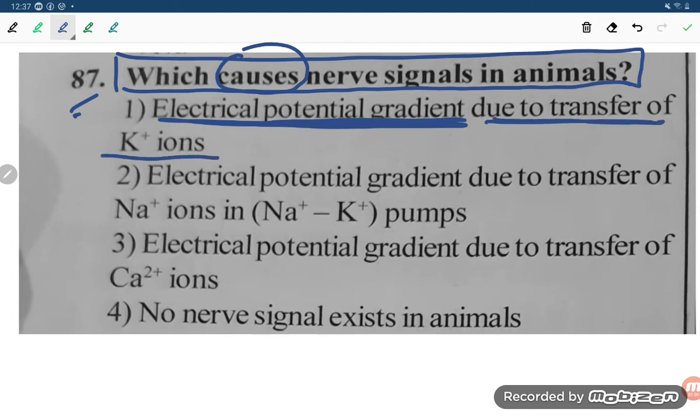When the K plus ion is transferred, you know very well that both have different permeability in the cell membrane, during the resting potential. So when the transfer of Na plus ion and K plus ion, that is K plus ion, is taking place, during that time a potential gradient is created and which causes nerve signals in animal. So our required answer is option number 1, student, that you have to keep in mind.